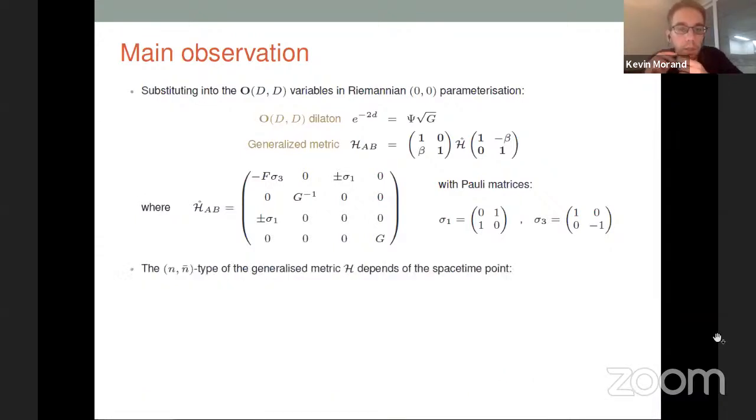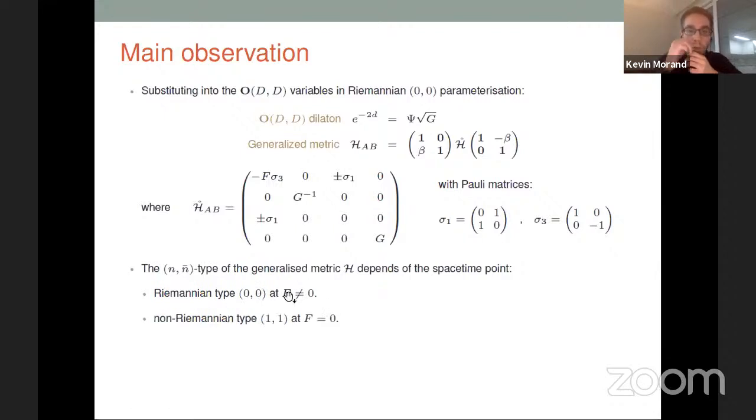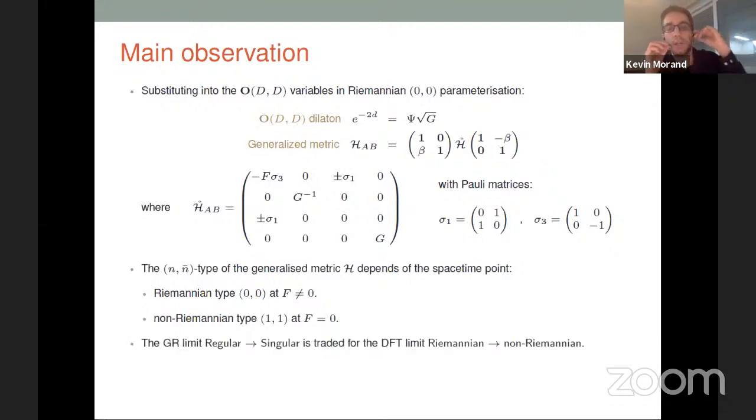Okay, so just to repeat what I said, the n and n bar type of this generalized metric H depend on the space-time point. So it is Riemannian everywhere when f is different from 0, so of type 0,0. And it becomes non-Riemannian of type 1,1 at f equals 0. So in a sense, what this does is to trade the usual GR limit when f goes to 0, that is, we go from a regular spacetime to a singular spacetime. So this limit is traded in DFT with a limit from Riemannian to non-Riemannian. But all of this remains regular. So this limit becomes a regular limit within the DFT variables.